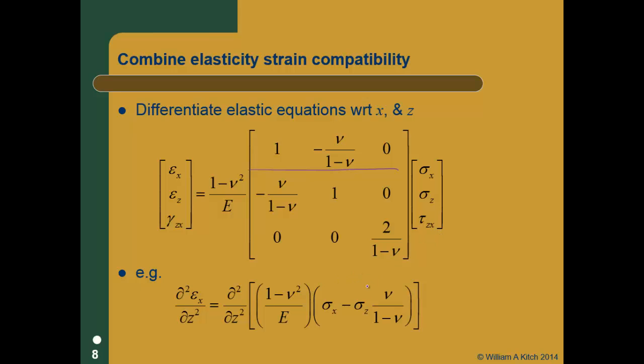So notice that this is zero, so my tau term in the first row goes out, and all I have is sigma x and sigma z. So this is just the first row there, right? And then I'm going to differentiate epsilon x twice with respect to z. So I have to differentiate this little thing here twice with respect to z. Do you understand what I'm doing here?